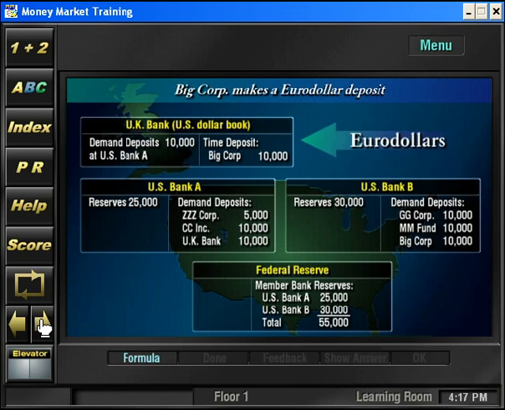Dollars deposited with non-U.S. banks, like those deposited by Big Corporation, are outside the regulatory reach of the Fed and are referred to as Eurodollars. Big Corporation is now the owner of a Eurodollar deposit. And because UK Bank is not subject to Fed Reserve requirements, it can loan out all the dollars deposited with it without any need to retain reserves.